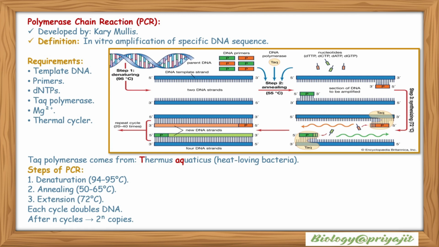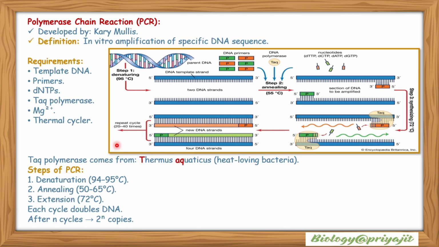Now we should go for the polymerase chain reaction, which was developed by Kary Mullis. It's an in vitro amplification of specific DNA sequence. For this process, we require template DNA, primer, the dNTPs, Taq polymerase, magnesium 2+ ions, and thermal cycler. So Taq polymerase comes from a bacteria, Thermus aquaticus, the T from Thermus and aq for aquaticus, that is Taq polymerase, which is a heat-loving bacteria.